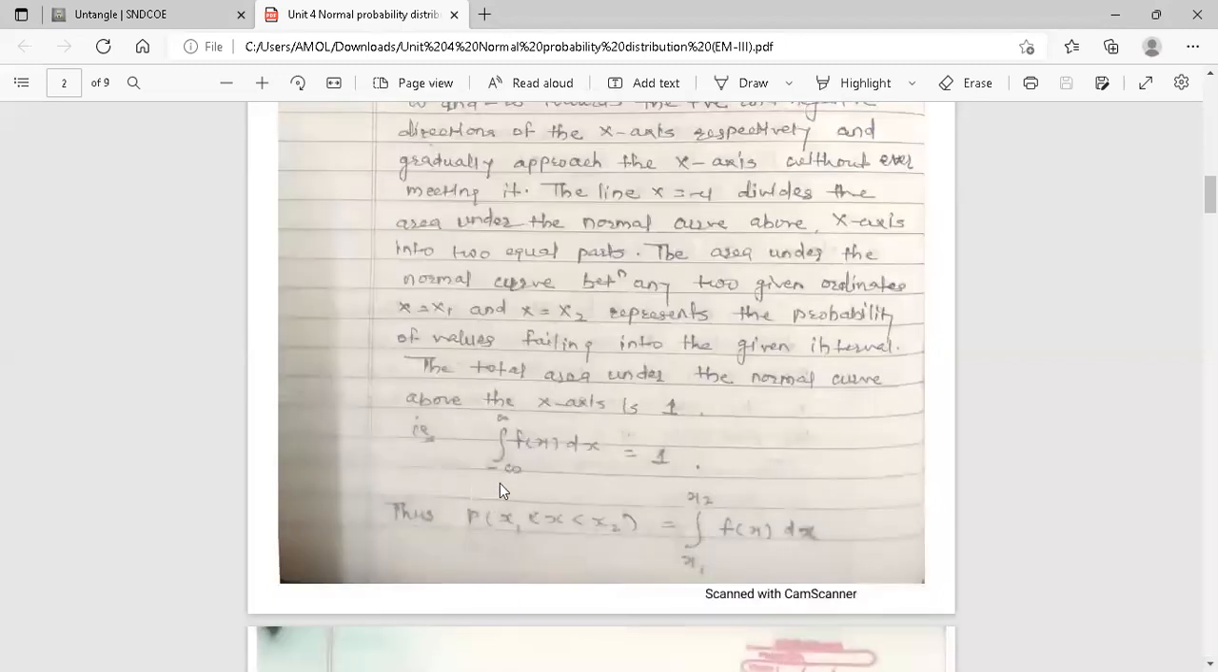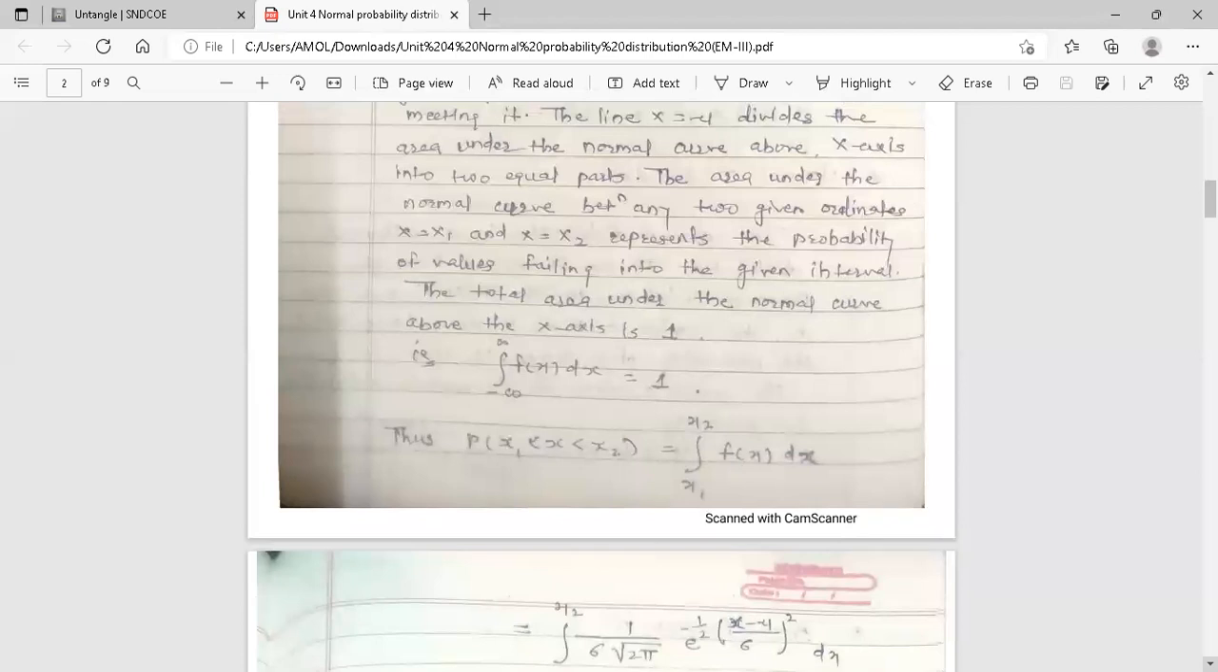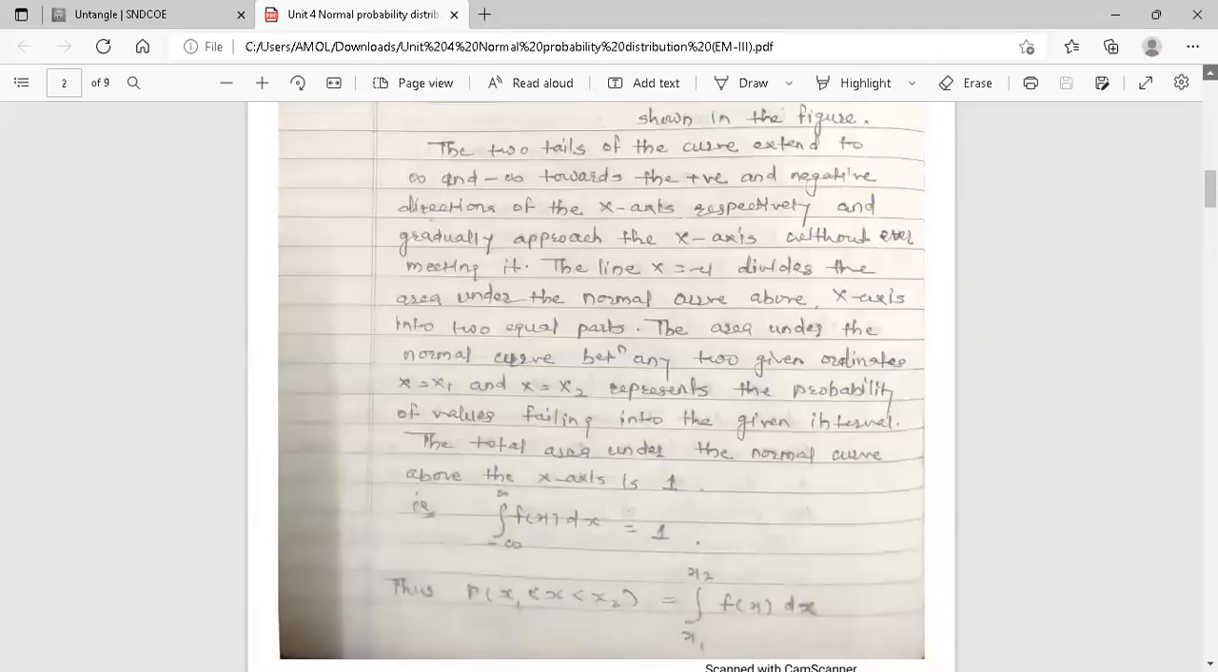That is, integration from minus infinity to infinity of f of x dx is 1. And thus the probability between x1 and x2 is equal to integration over x1 to x2 of f of x dx. This is the value, because here probability is connected with area under the curve. This is a beautiful relation developed by the normal distribution. It is also equal to integration over x1 to x2 of f of x.